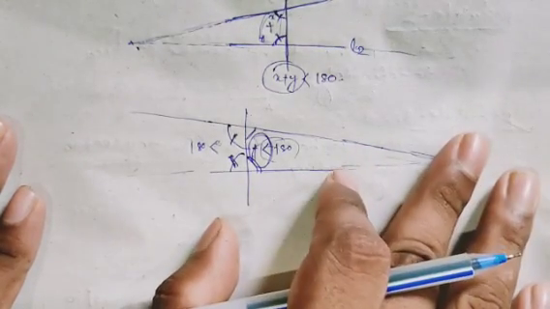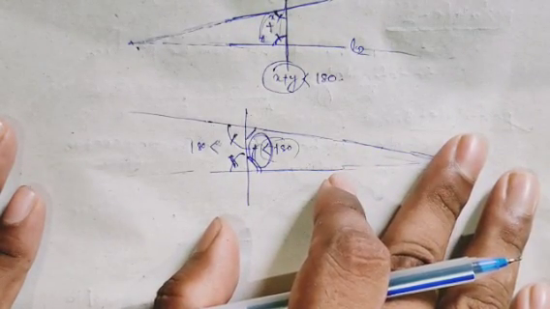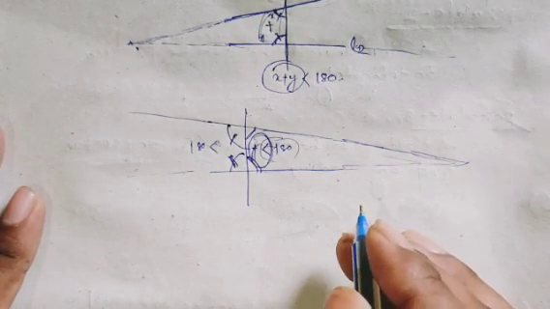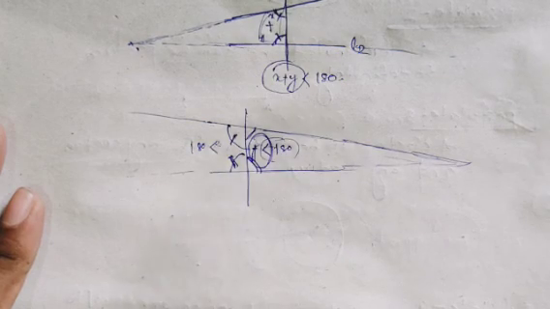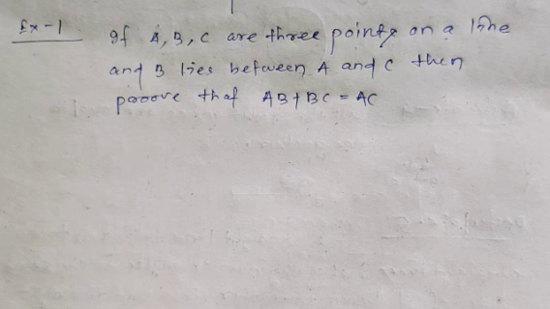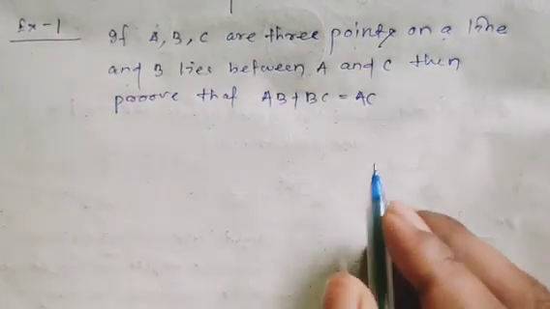We will go to the examples. After that we will go to the exercise. Let's do some examples given in your NCERT book. So here is example number 1. Given that A, B and C are 3 points on a line and B lies in between A and C, prove that AB plus BC is equal to AC.